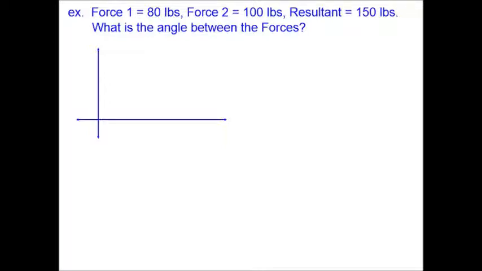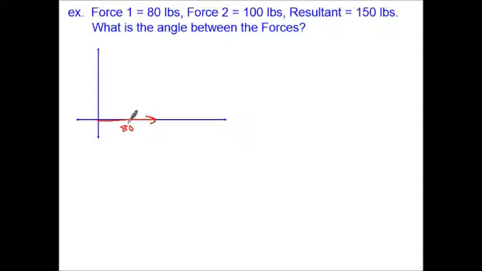We've got two forces, one of which has a magnitude of 80 pounds, and force 2 has 100 pounds of magnitude, and the resultant is 150. Again, the angle between those two forces is what we need to figure out. And without any sort of good directions, I'm just going to arbitrarily take my first one, force 1 being 80 pounds, so I'll draw something that looks kind of 80-ish.